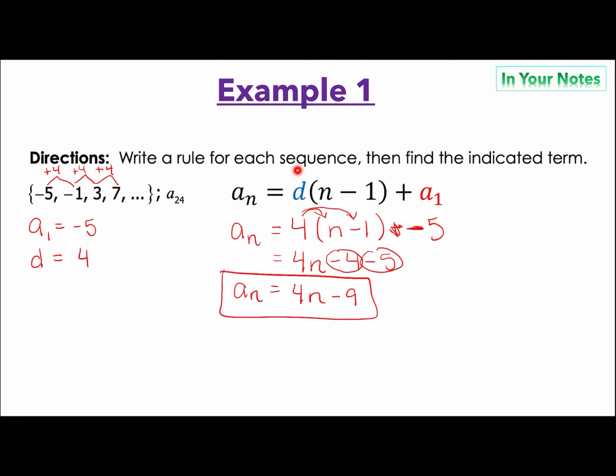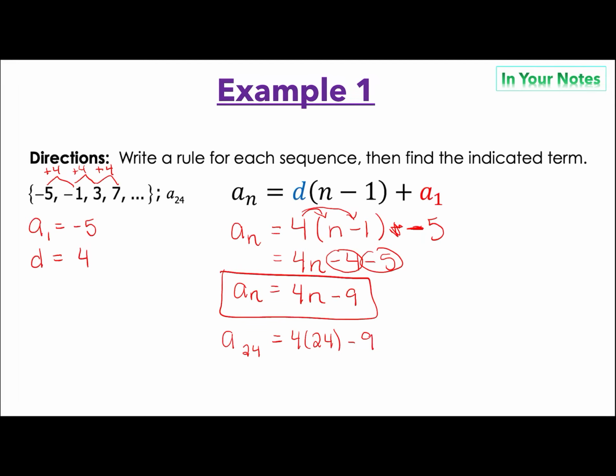It says write a rule for each sequence. There's my rule. Now I want to find the indicated term. This is my indicated term. I want to find a sub 24. So to be able to find a sub 24, the quick way is I can replace n with 24. So this n is going to be replaced with 24.